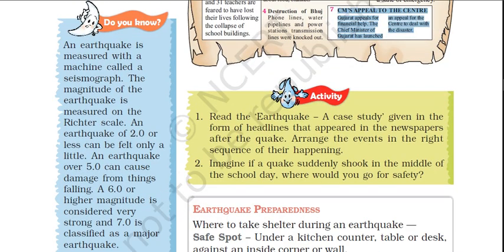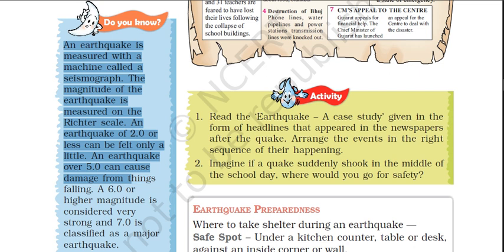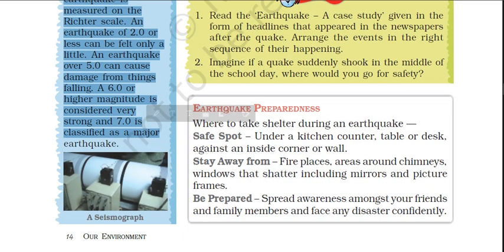Do you know an earthquake is measured with a machine called a seismograph? The magnitude of the earthquake is measured on the Richter scale. An earthquake of 2.0 or less can be felt only a little. An earthquake over 5.0 can cause damage from things falling. A 6.0 or higher magnitude is considered very strong, and 7.0 is classified as a major earthquake.